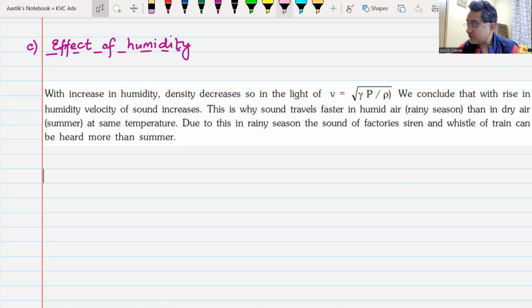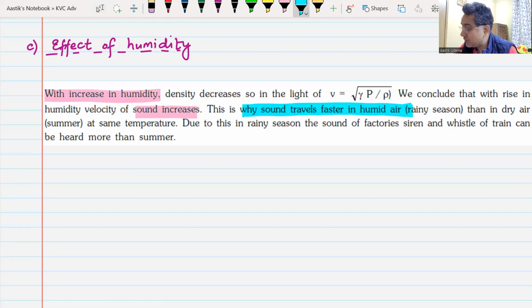and therefore the speed of sound increases when humidity increases. So you must remember this. When humidity increases, density of air decreases, and therefore the speed of sound increases. That is why sound travels faster in humid air. Rainy season, sound moves fast. So if it is raining, the sound will move fast.